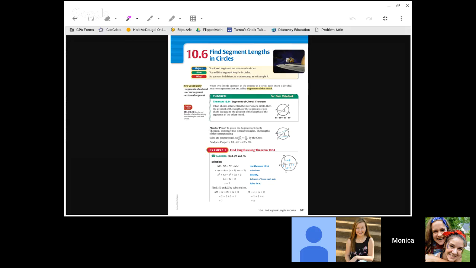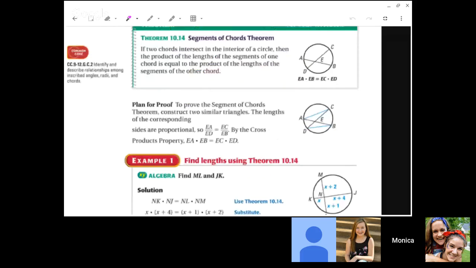Okay, so Thatcher, this section starts out with theorem 10.14. When you're looking at segments of chords, so remember a chord starts and ends on a circle, okay? So this is going to be what you'll do for problems like numbers 1, 2, and 3 on your worksheet.